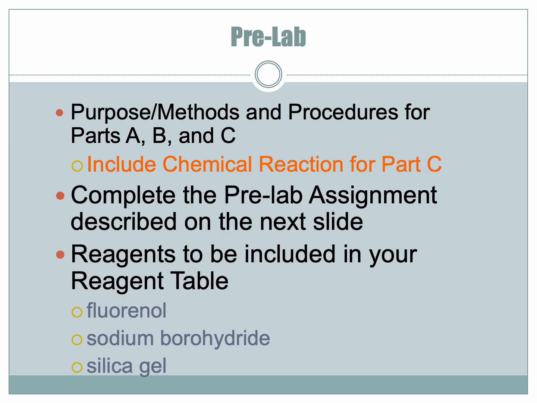For your pre-lab, don't forget the purpose, methods, and procedures for parts A, B, and C. And since we're actually doing a chemical reaction in part C, you need to draw the reaction in your notebook. There's a pre-lab assignment on Moodle that you need to complete, and there are 3 new reagents for your reagent table: fluorinol, sodium borohydride, and silica gel.